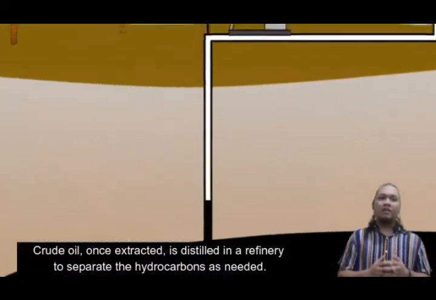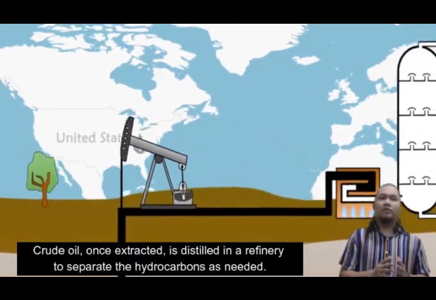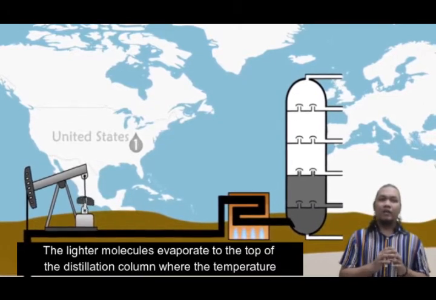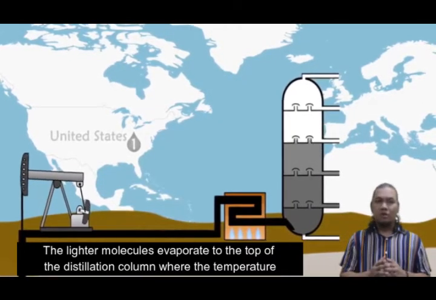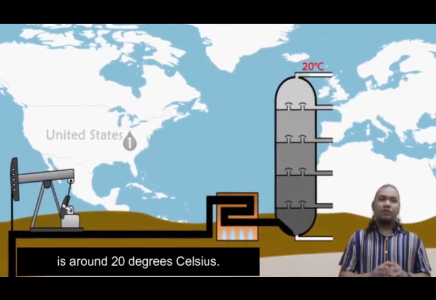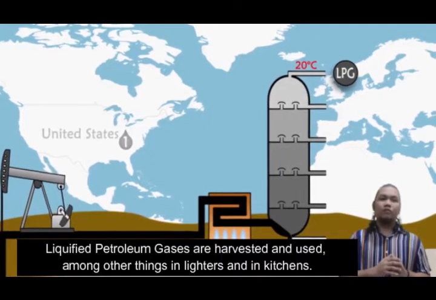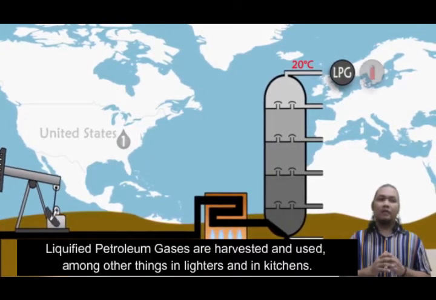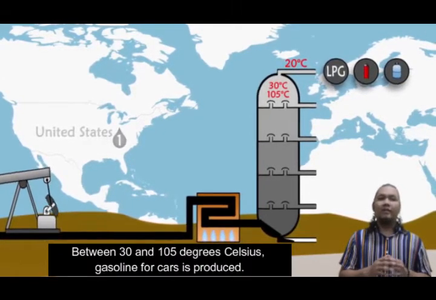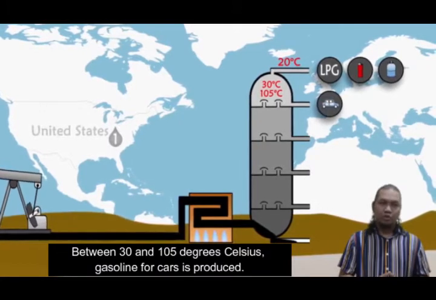Crude oil, once extracted, is distilled in a refinery to separate hydrocarbons as needed. The lighter molecules evaporate to the top of the distillation column where the temperature is around 20 degrees Celsius. Liquefied petroleum gases are harvested and used among other things in lighters and in kitchens. Between 30 and 105 degrees Celsius, gasoline for cars is produced.